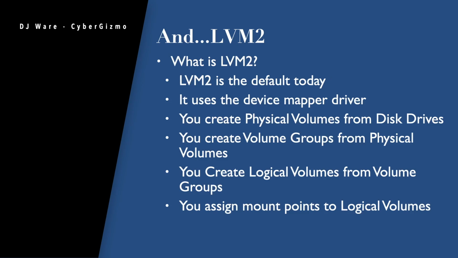So there's another version called LVM2. That's the default today, by the way, on most of the things that are new. That uses the device mapper driver, and it's basically to increase the efficiency and the speed of LVM. So it moves all that into the kernel, and the kernel just takes care of all that management for you. So you can create physical volumes from disk drives. You can create volume groups from physical volumes. That's the chain. You create logical volumes from volume groups, and you assign mount points to logical volumes.